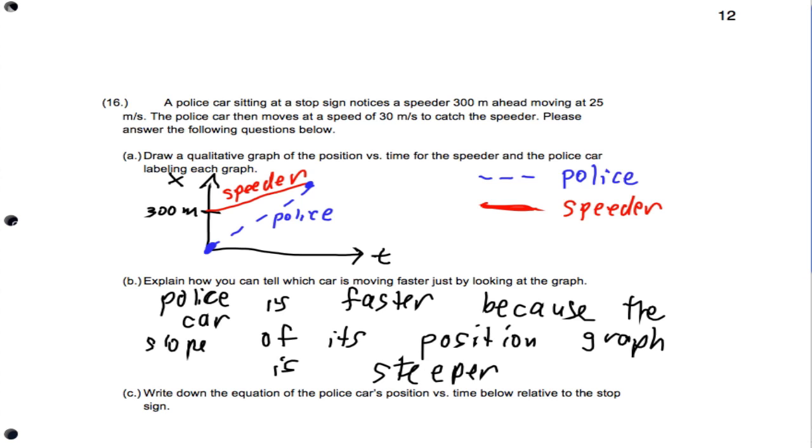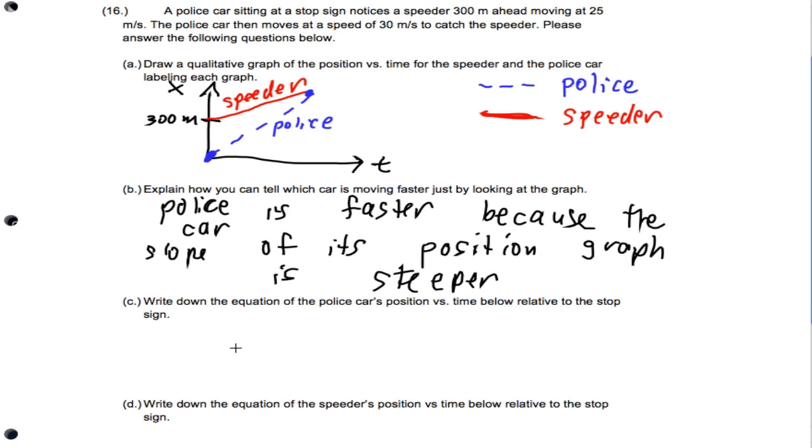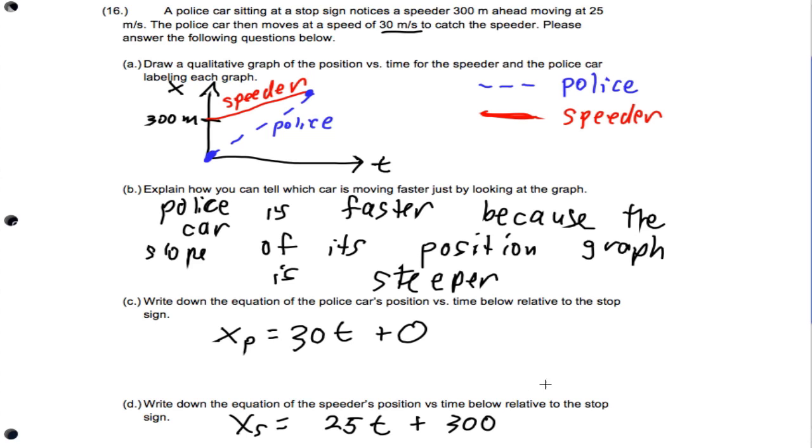Now, write down the equation for the police car's position versus time. That's going to be x for the police car equals, and I put a little subscript there for the police. Its speed is given at 30 meters per second times t, and it starts at the origin, so that's plus 0. And then for the speeder, x of the speeder is going to be 25 times time plus 300 meters. That gets us the head start because it starts here at 300.